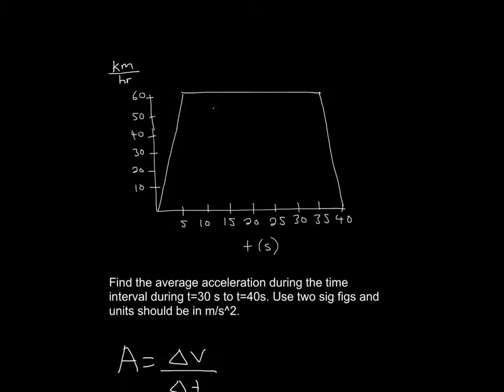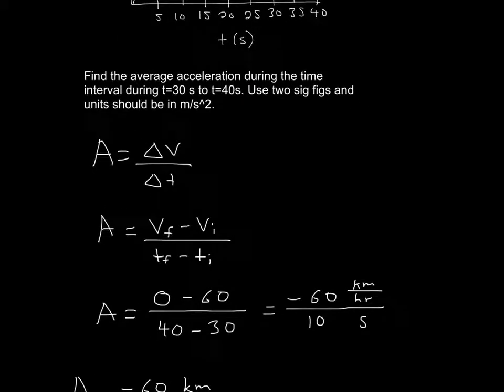Then you go to the rest of the problem, and you have t equals 30 seconds right here, t equals 40 seconds. What you have to realize is that 40 is going to be the final, because you start at 30 and you end at 40. That means 40 will be the final, 30 will be initial. Then you go back to the problem and plug in the numbers.